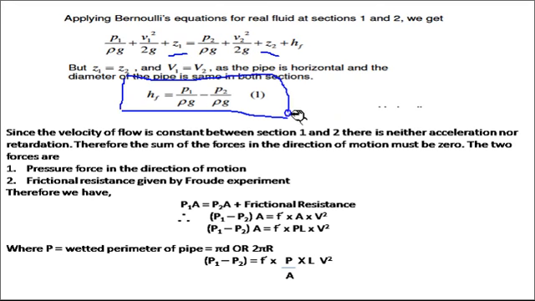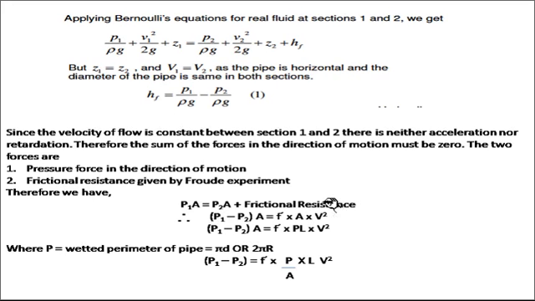hf is equal to p1 upon gamma minus p2 upon gamma. It shows the loss of head along the direction of the flow. The negative sign of p2 upon gamma indicates that the pressure decreases along the direction of flow due to the frictional resistance only.